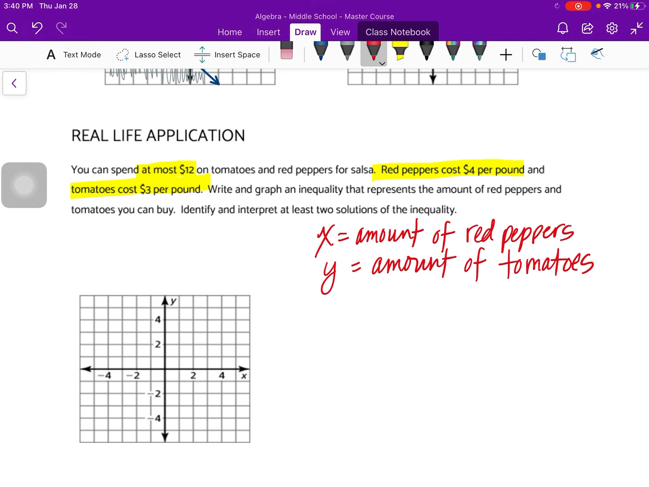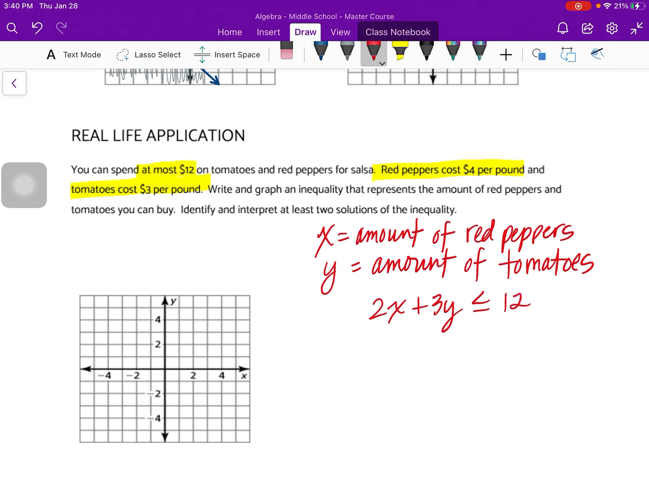Okay, so red peppers are $4 per pound, so 4x, and tomatoes are $3 per pound plus 3y, and it says we're going to spend at most $12. So I would say less than or equal to means at most 12.